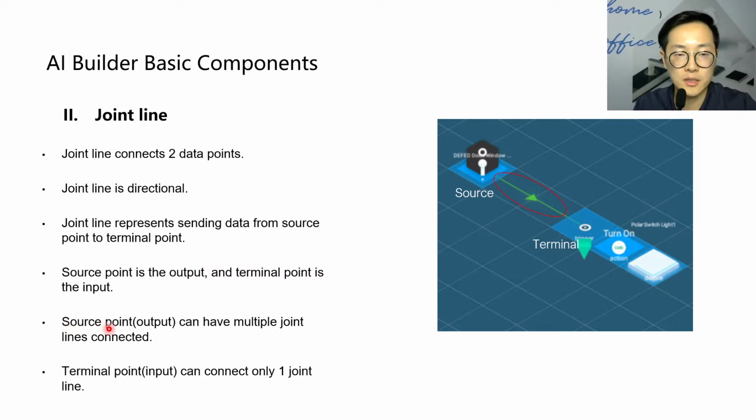The source point, the output, can have multiple joint lines connected, like mentioned here. This point can have multiple joint lines connected. And the terminal point can be connected by only one joint line. For instance, here in the device control block, the terminal can only be connected by one joint line. To put it in a very simple way, a joint line is a component that sends the data to the next control block.